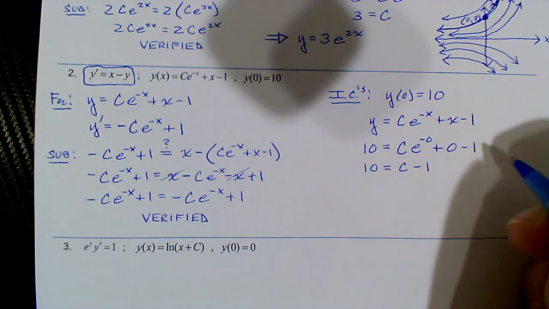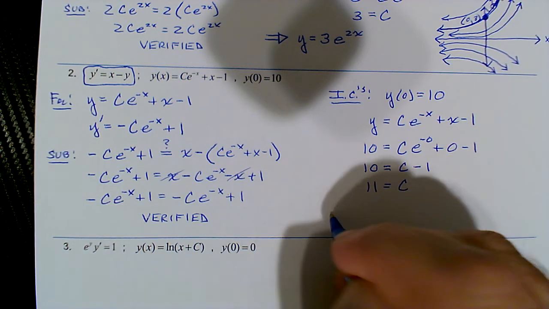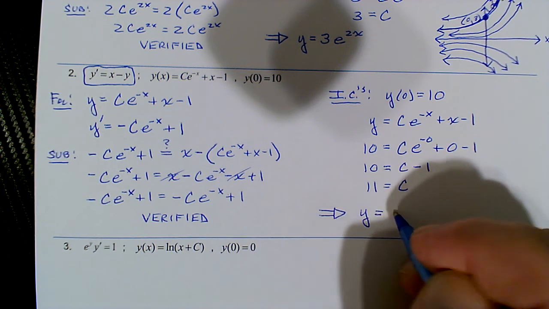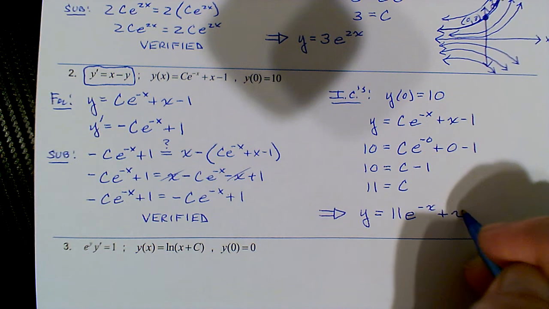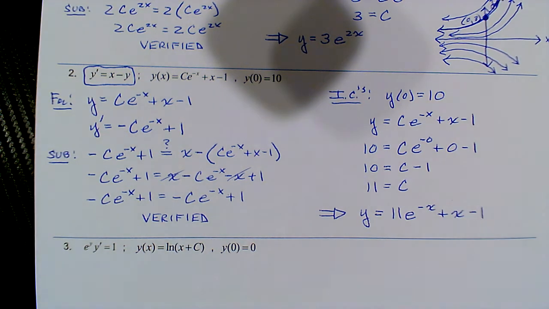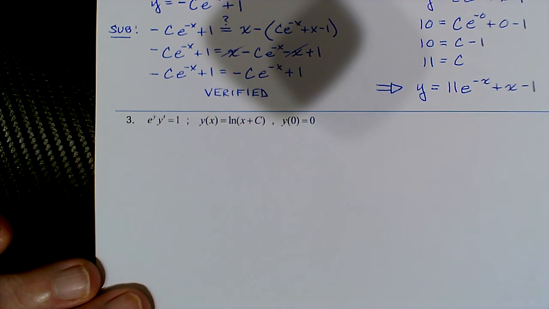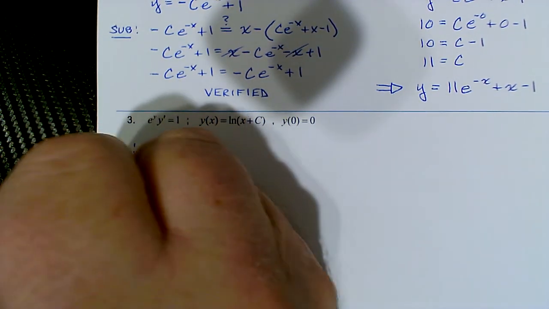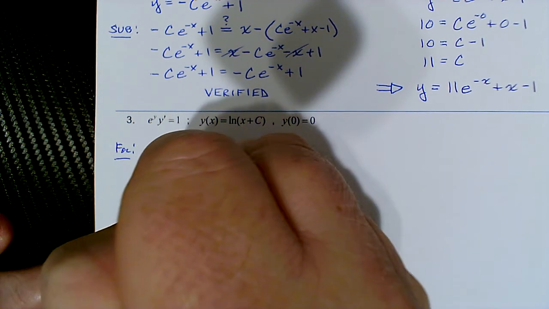So then our particular solution is 11 e to the negative x plus x minus 1. Okay, so then for a final example, here, the given function, that is a solution. This again is the general solution, y equaling the natural log of the quantity x plus c.